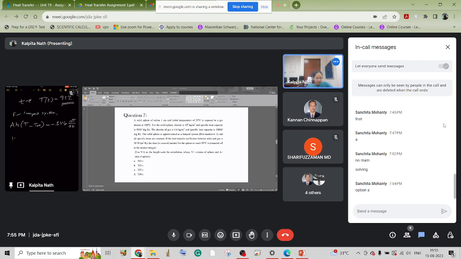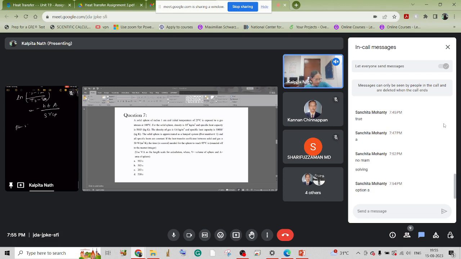Now, integrating and applying the boundary conditions. At time t equal to 0, T is equal to T naught. That is, the initial temperature is T naught. So if we put this, we'll get (T minus T infinity) upon (T naught minus T infinity) is equal to minus hAt by rho V Cp.